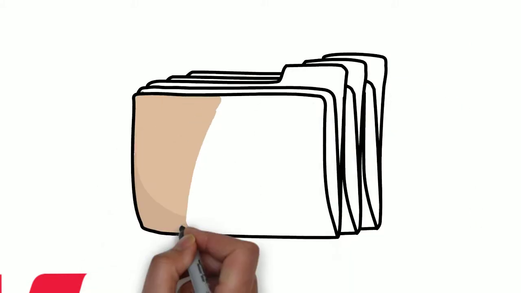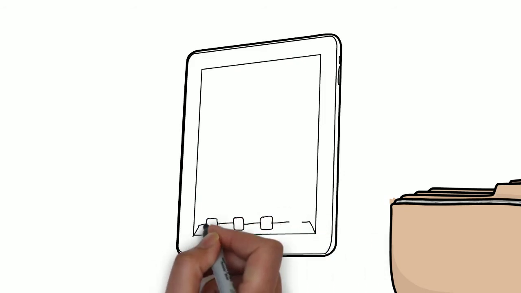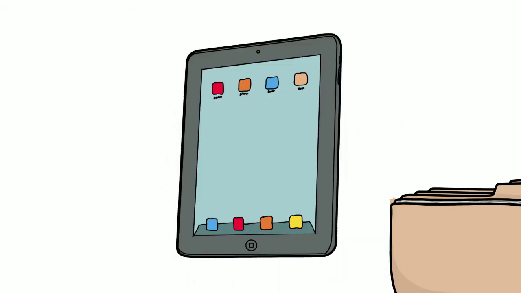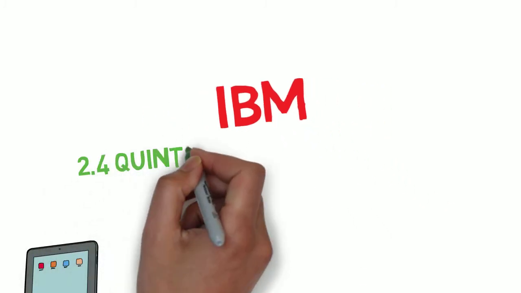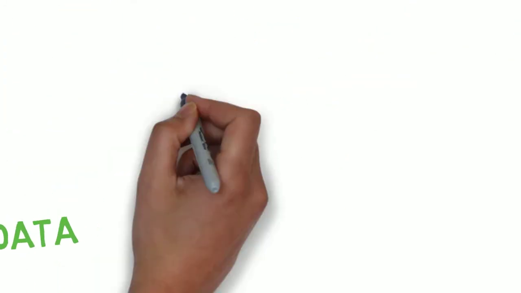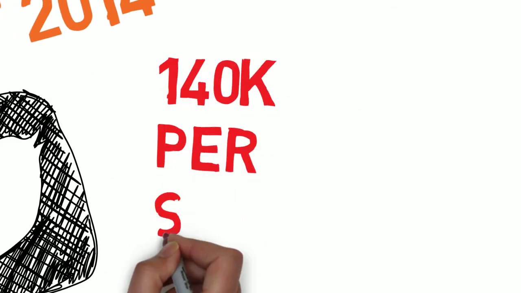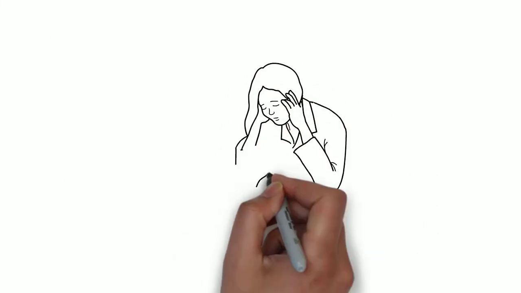Because of the overwhelming amount of information being generated, curation in a digital world isn't a luxury, it's an absolute necessity. According to IBM, we create 2.4 quintillion bytes of data daily. The majority of this, 90%, has been created within the last 2 years. In August 2014, the number of tweets happening reached in excess of 140,000 per second. No wonder people can feel overwhelmed.